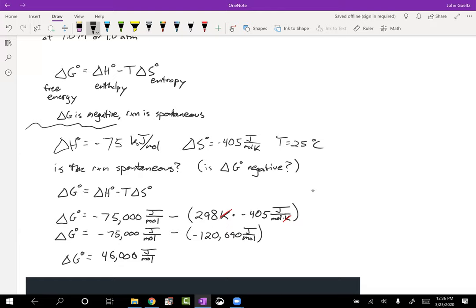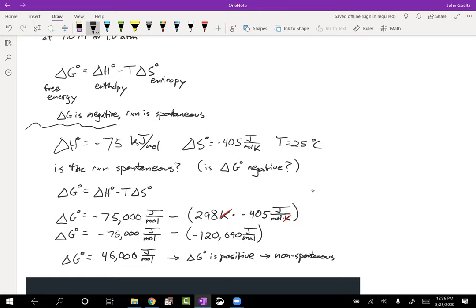But answering this question before we get to those, is the reaction spontaneous? What we're looking for is delta G negative. No, I got delta G was a positive number. So the reaction is what's called non-spontaneous. And what's weird about this is that it doesn't mean that it won't happen. It just means that the products are less stable. So all things being equal, you'll find more of the reactants than you will of the product.